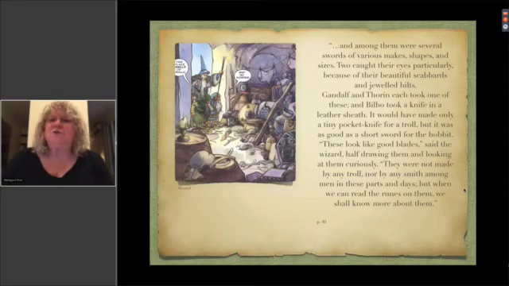What size would a hobbit sword be? Well, if a hobbit is under 4 feet tall, you would want to have a sword that would fit that person.